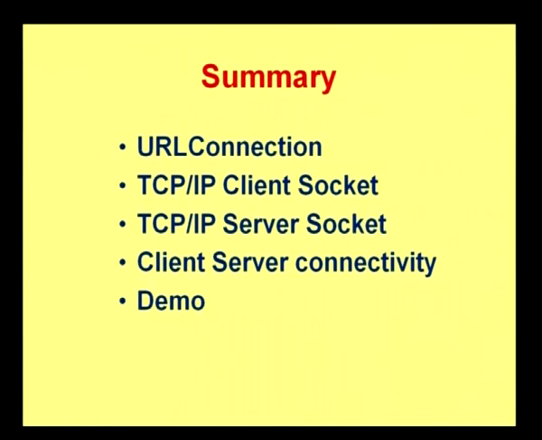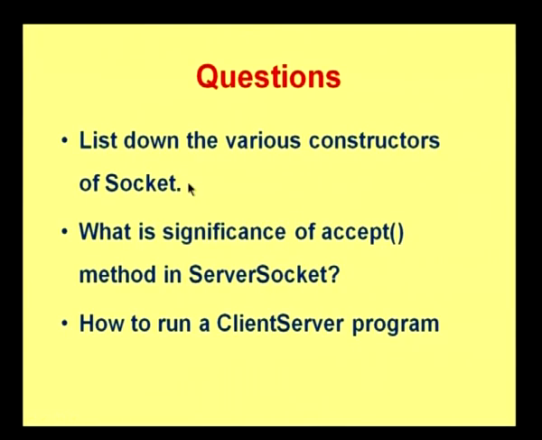As a summary, in today's session we have seen what a URL connection is, how to create a TCP client socket and server socket, how to establish the connectivity, and a demo program. In your forthcoming session we will be seeing about multicasting. Whatever connectivity we did here was unicasting. From this session we will be able to answer these questions: list down the various constructors of socket, what is the significance of the accept method in the server socket, and how to run a client server program.